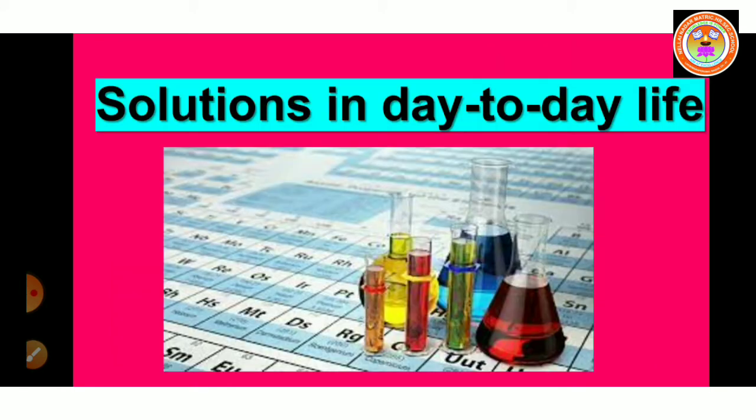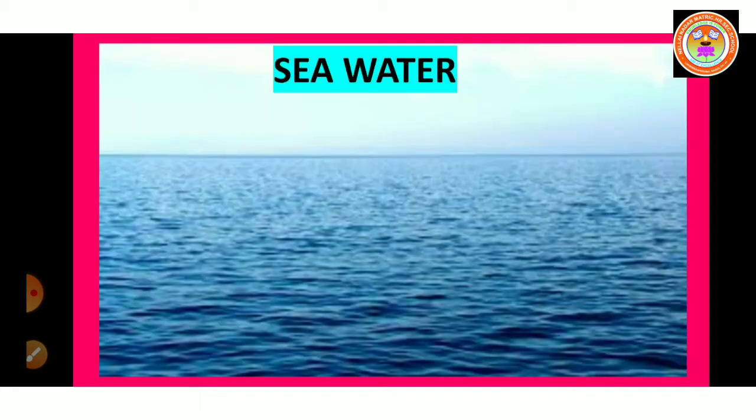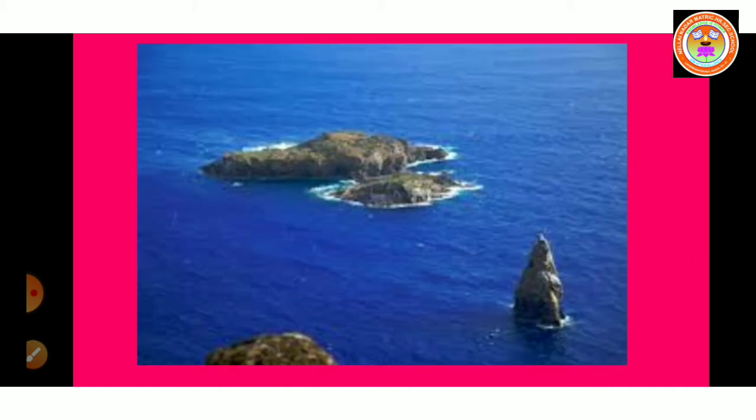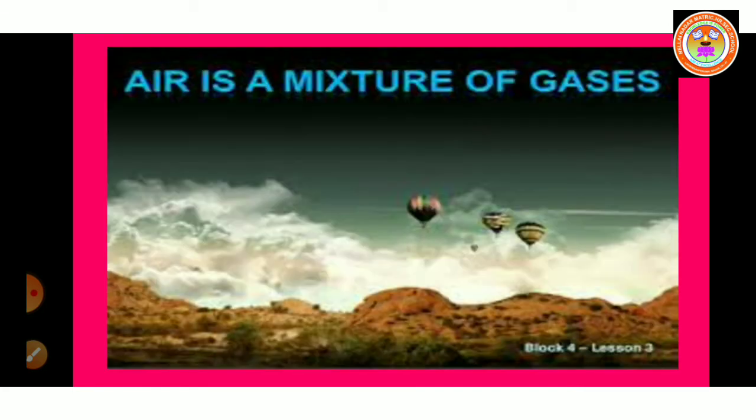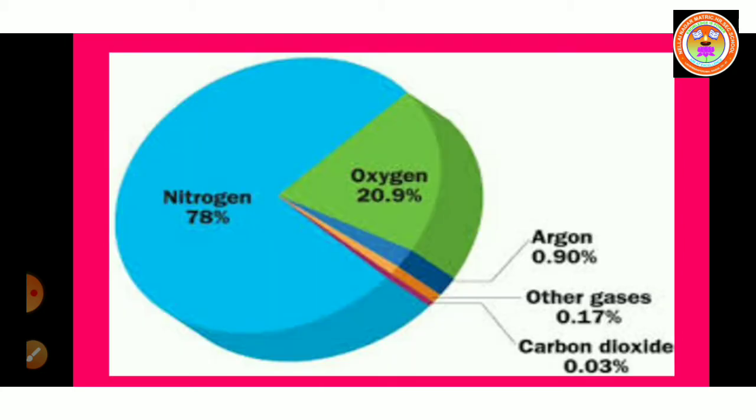Let us know about solutions in day-to-day life. One of the naturally existing solutions is seawater. We cannot imagine life on Earth without seawater. It is a mixture of many dissolved salts like sodium chloride, magnesium chloride, potassium chloride, calcium chloride, etc. Another example is air. Students, we know air is a mixture of gases like nitrogen, oxygen, carbon dioxide and other gases.